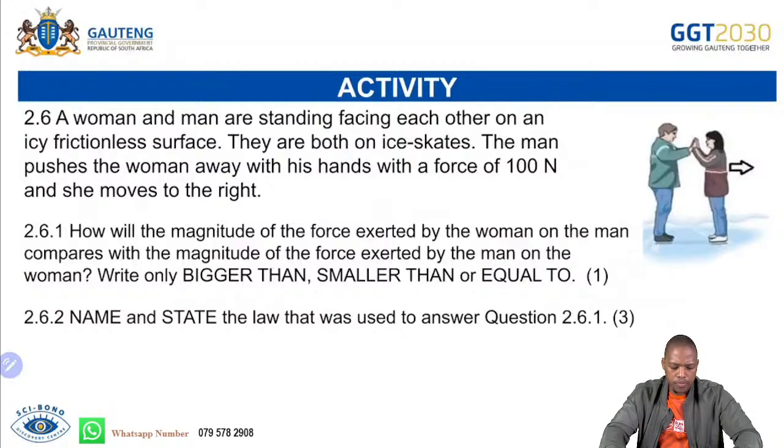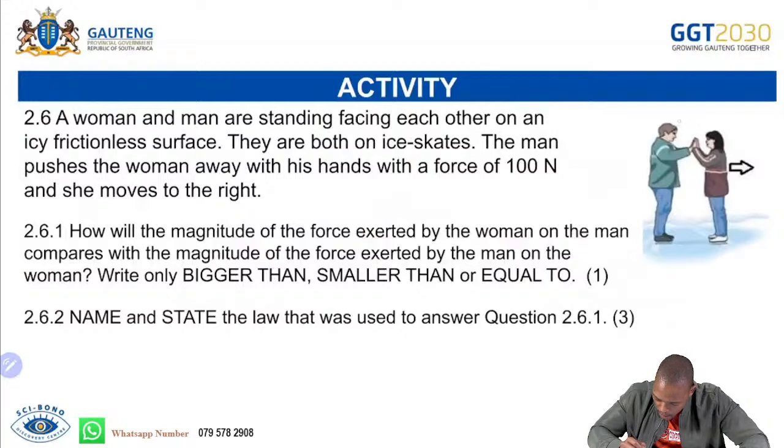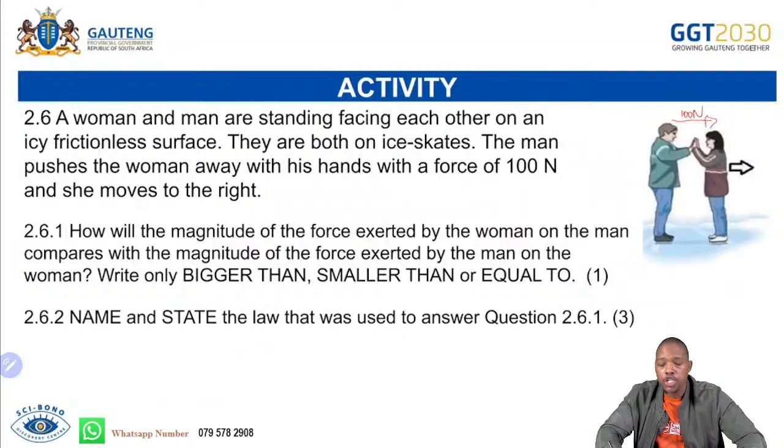Right, 2.6 says, a woman and a man are standing facing each other on an icy frictionless surface. They are both on ice skates, right? The man pushes the woman away with his hand with a force of 100 newtons. So they tell us that the man pushes the woman away with his hand with a force of 100 newtons. And she moves to the right. Now, before we even look at what the question is, what do we expect is going to happen to the man?